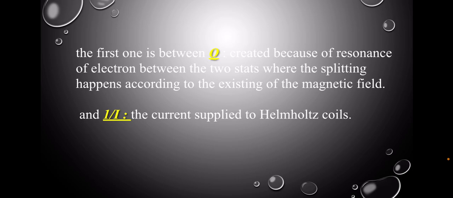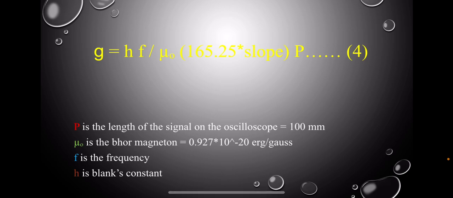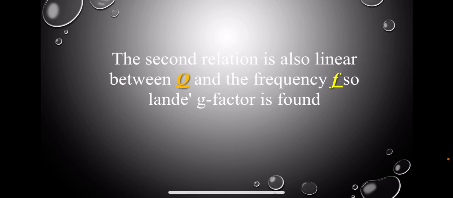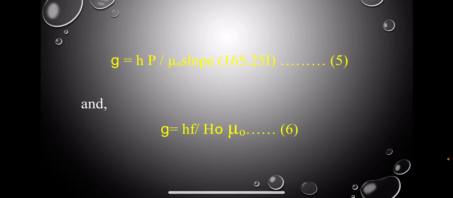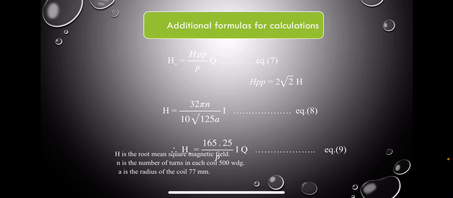Okay, now here in the experiment we did many things. We find the relation between Q and 1 over I. 1 over I is 1 over the current supplied to the Helmholtz coils we have, and Q is known as the displacement or the space between two states, where the splitting happens. Okay, this is G as a relation. We have another relation. It's also between Q and the frequency. We change the frequency and we find Q. These are calculations used in the experiment.